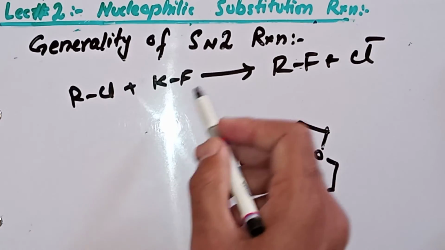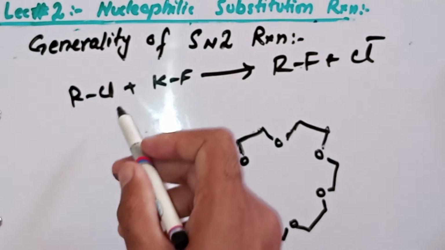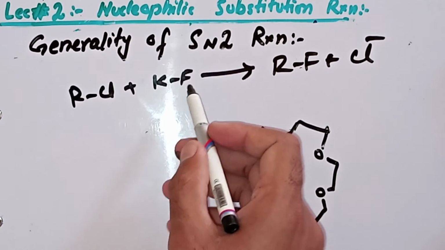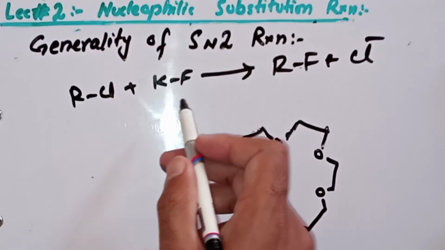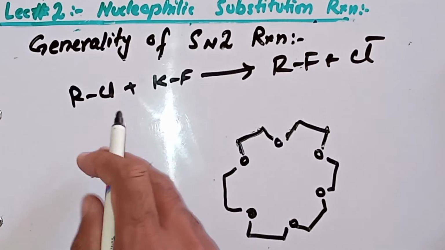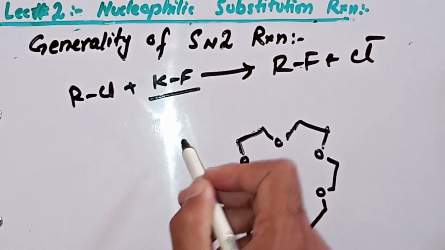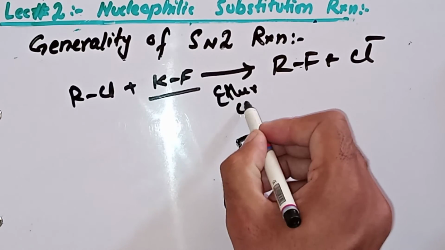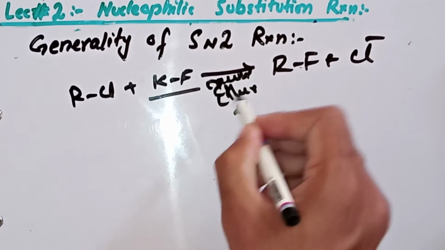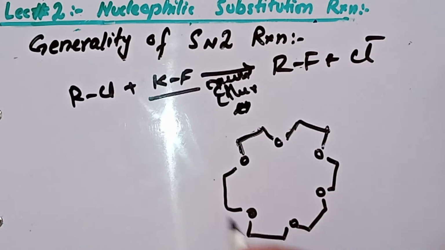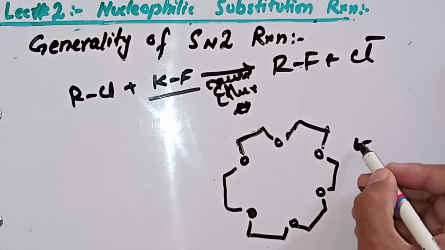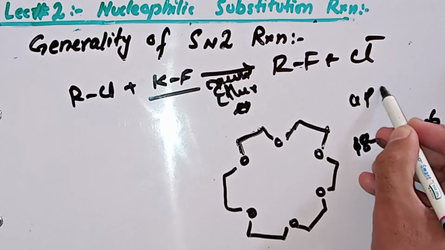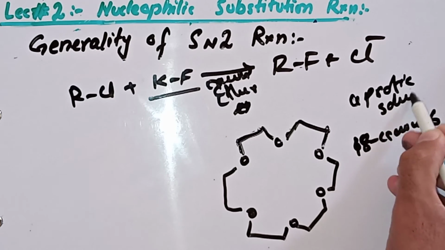So why does the fluoride ion substitute the chlorine, while the fluoride ion has a smaller size than the chloride ion, meaning fluoride ion has low polarizability while chlorine has high polarizability? It is because when the solvent crown ether is used, you can also use the term 18 crown 6, that is an aprotic solvent, an aprotic compound.